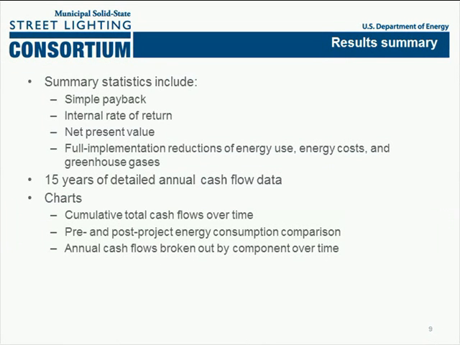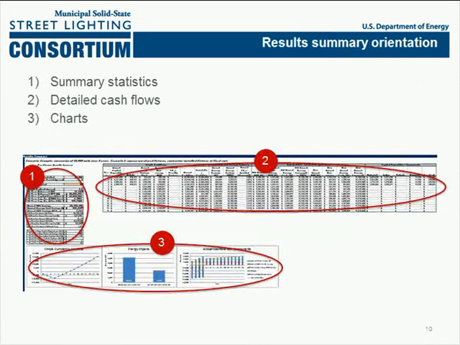The results summary also shows quite an array of cash flow data, from capital expenditures to before and after O&M and energy costs, components of the capital expenditures such as labor, vehicle, overhead costs. And then there are also 3 charts provided at the bottom of the page. And here's what it would look like if you zoomed out on the results summary page. The section labeled 1 is where the summary statistics are found, and the section labeled 2 is the cash flow section, and then down in section 3 you can see the charts.